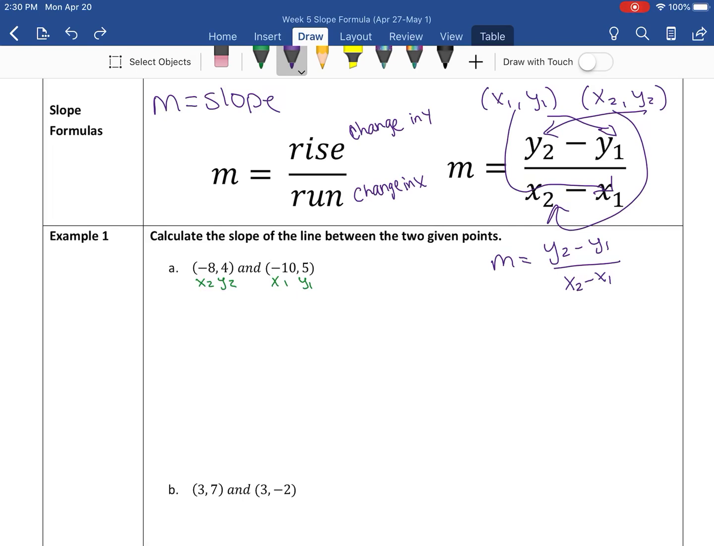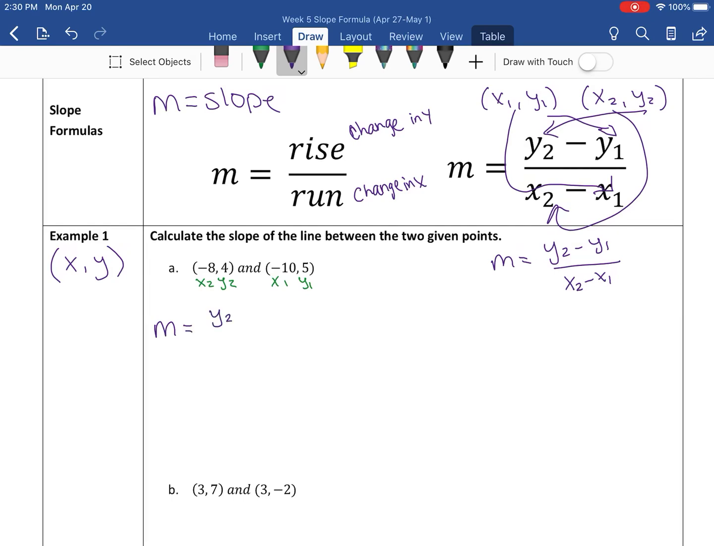Also remember that our ordered pairs are always x and then y, okay? They're always x and then y. So you'll get an x from both parentheses and you'll get a y from both parentheses or points. So let's go ahead, and now that we've kind of covered the basics, let's actually practice this. Well, we have labeled our points x2, y2, and x1, y1.